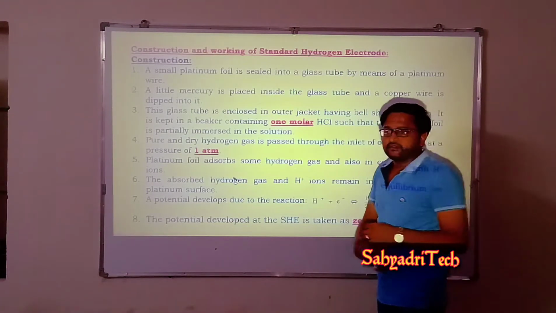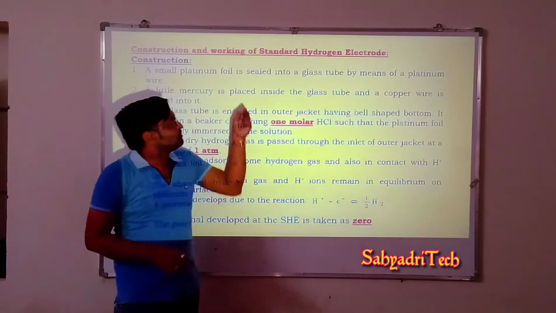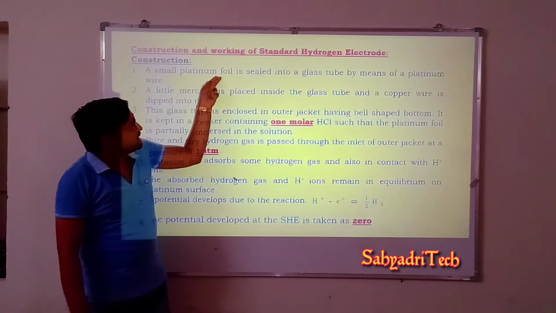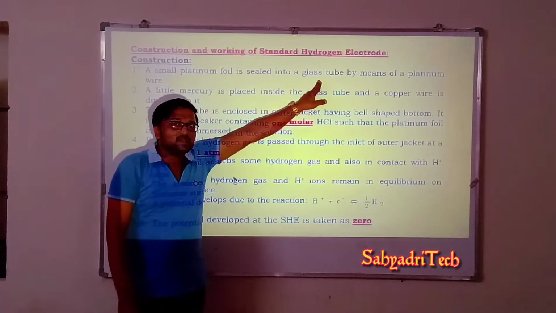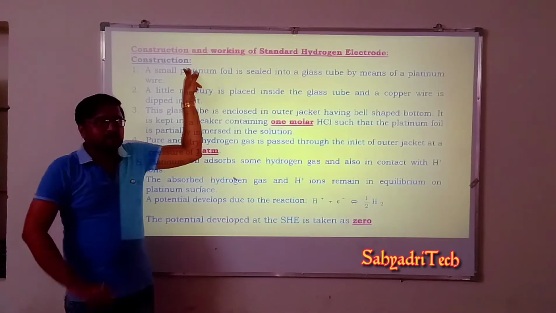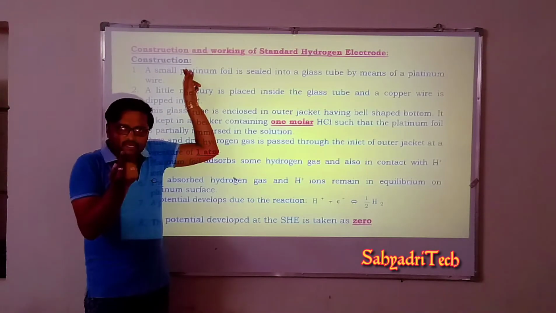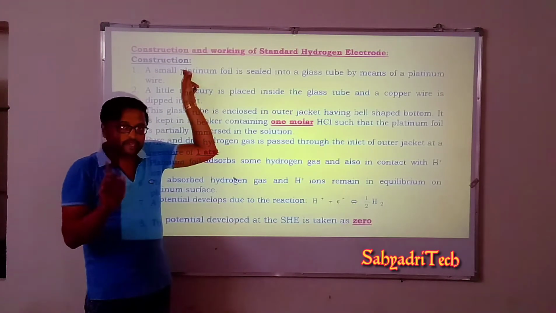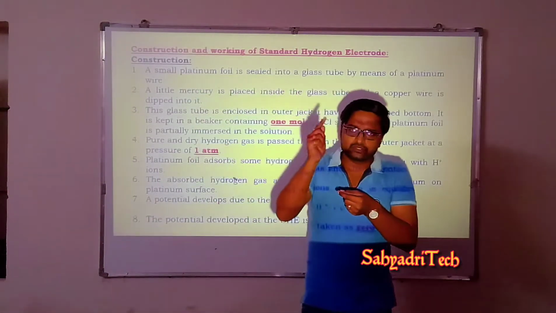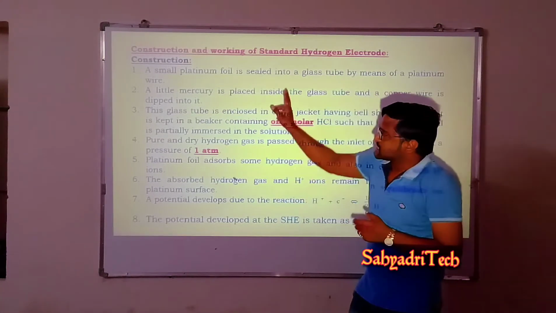So, what is the first point? When you look at the construction, what does it say? A small platinum foil, means a piece of platinum, is sealed into a glass tube by means of platinum wire. Okay, so you can imagine here there is a platinum foil and there is a small glass tube and there is a platinum wire. So what we are doing here is, a platinum foil is sealed into that glass tube by means of platinum wire. That is the first point.